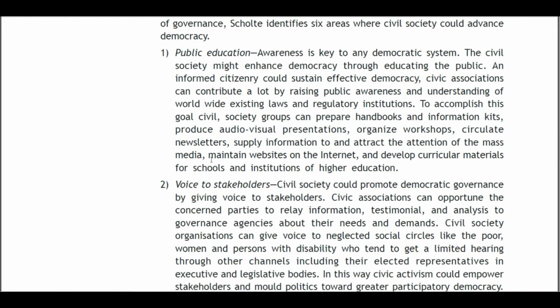1. Public education. Awareness is a key to any democratic system. Civil society might enhance democracy through educating the public. An informed citizenry could sustain an effective democracy. Civic associations can contribute a lot by raising public awareness and understanding of worldwide existing laws and regulatory institutions. To accomplish this goal, civil society groups can prepare handbooks and information kits, produce audio, video, and visual presentations, organize workshops, circulate networks, newsletters, supply information to and attract the attention of the mass media, maintain websites on the internet, and develop curricular materials for schools and institutions of higher education.